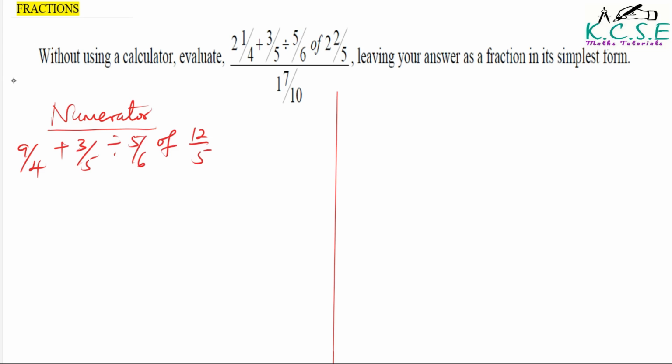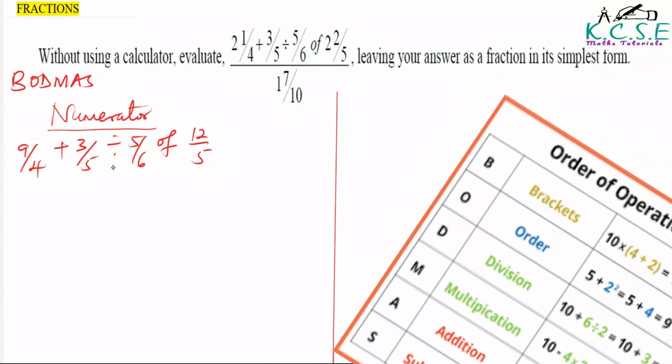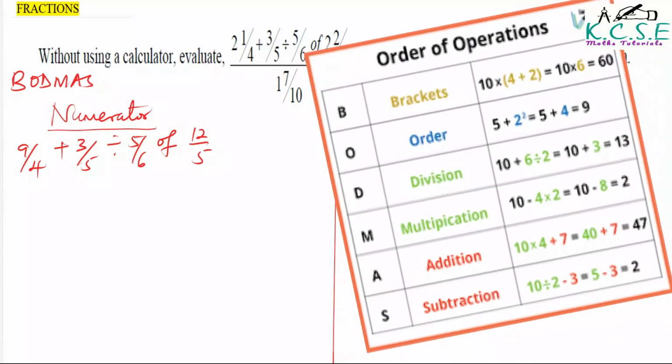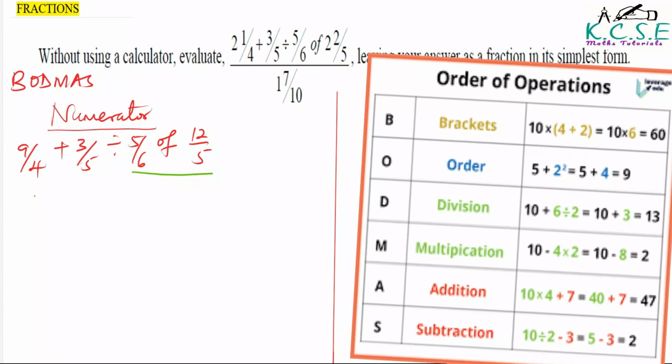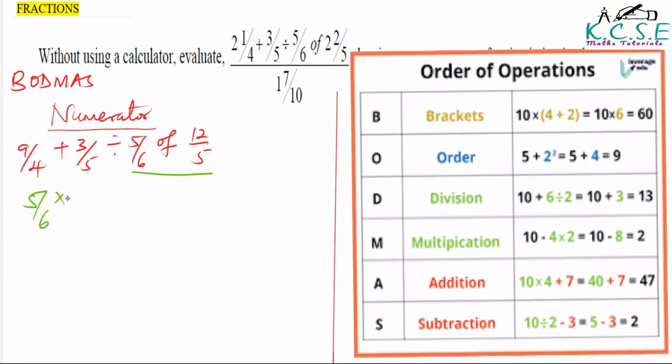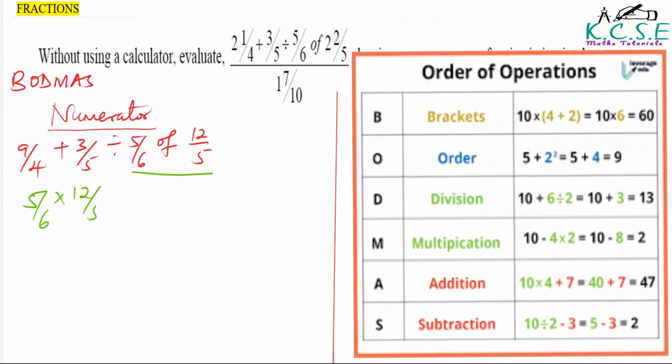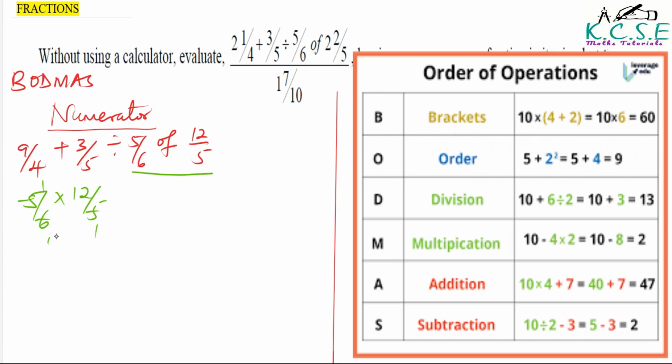The second step, remember this rule is what you're going to follow, the rule of operation, that is BODMAS. So according to that rule, here we have addition, there is division, and there is of. We should start with of, that is what comes first here, according to this question. So we'll begin by working out these. 5 over 6 of is multiplication, 12 over 5. So working out this will give 2.